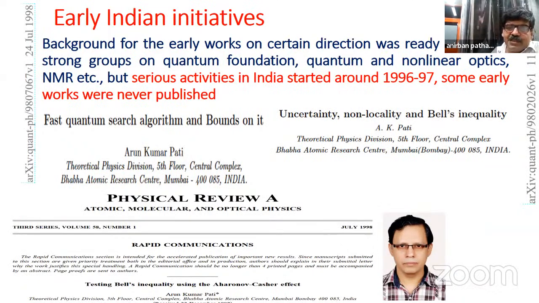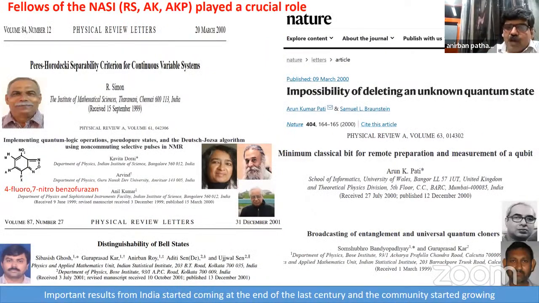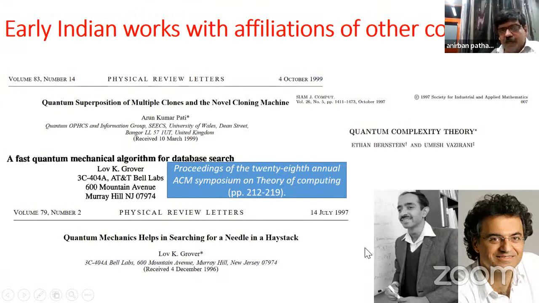And then the Indian initiative started coming from the 1990s. Arun Pati, who works in Allahabad, HRI, contributed in the beginning, along with some of the Indians who work abroad. I told you about an experiment where CH3Br was used. That was done by Kavita and Anil Kumar in the middle, which you showed. Simon came up with a very nice algorithm. He's in math science. And Guru Prasad Kar with others in ISI published very nice papers in the early 90s. So theory developed in India, and Indians outside developed several nice algorithms.